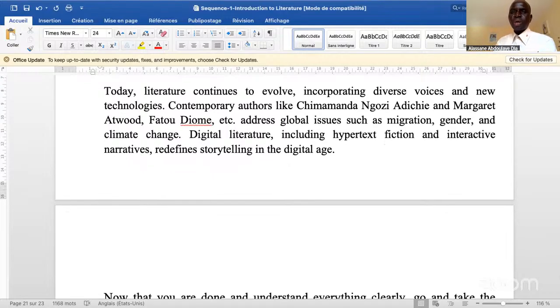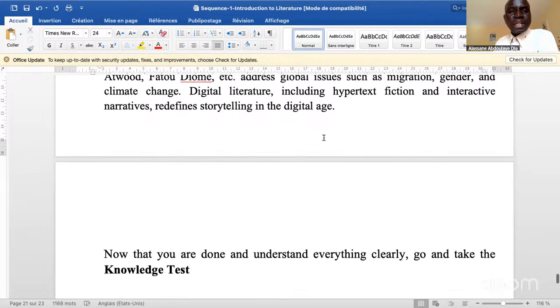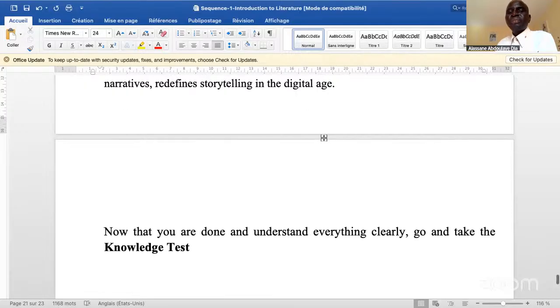You see now contemporary writers or authors like Chimamanda Ngozi Adichie in Nigeria, or Margaret Atwood or Fatou Diome, etc. They address global issues like migration, gender, climate change, digital literature, including hypertext fiction, and interactive narrative. They redefine storytelling in the digital age.